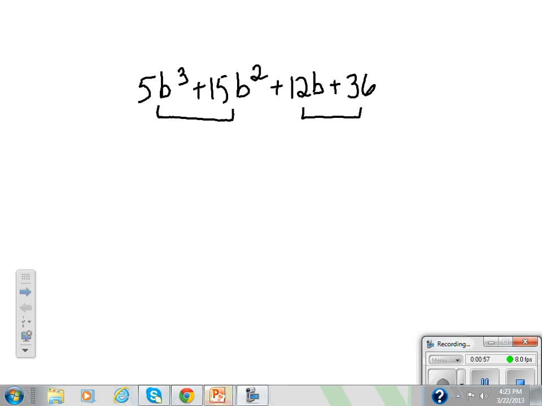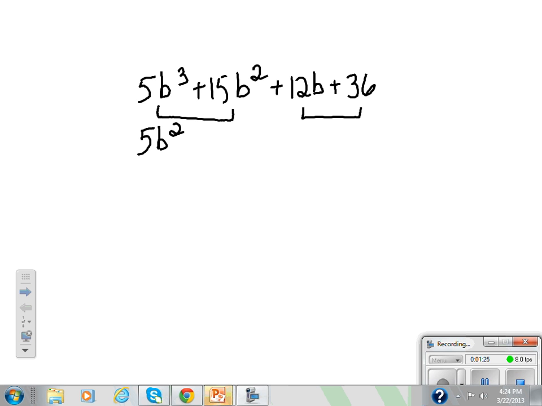So first you just have to ask yourself, what could I factor out of 5b to the third and out of 15b squared? So what is their common factor? So that will be 5b squared. Because 5 is divisible by 5, 15 is divisible by 5, and because we have a b squared, and then we have b to the third, and b to the third can be divided by b squared.